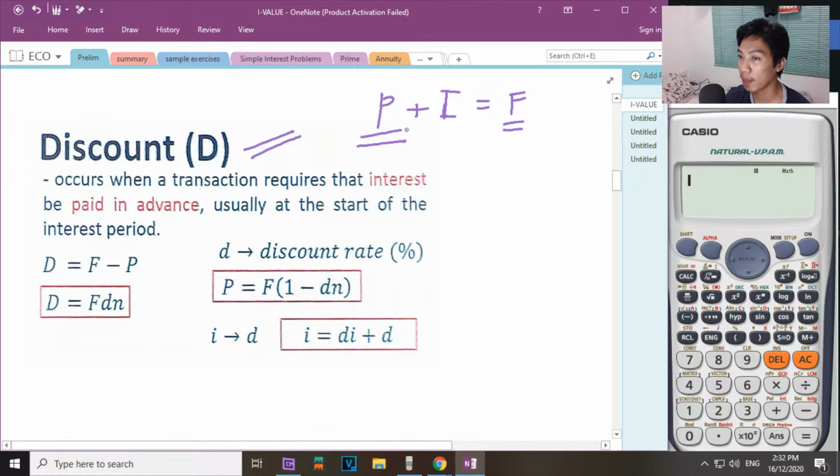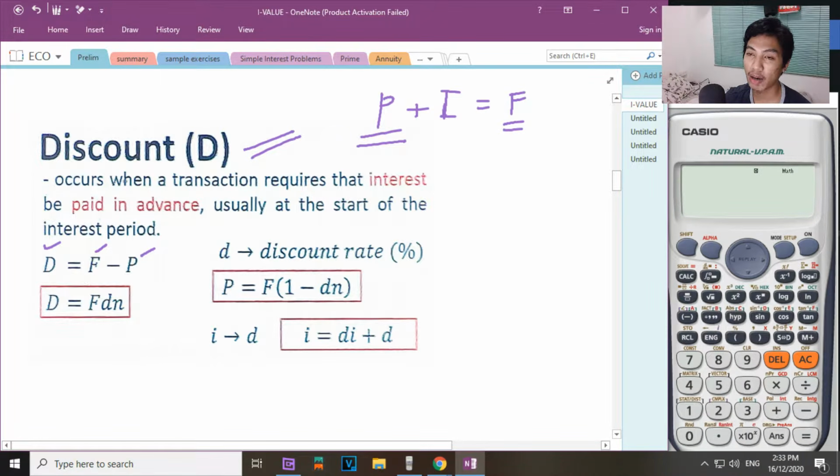So, makukuha mo pala yung pera, ibabawas na kaagad yung interest doon. Okay? So, usually, at the start of the interest period yun. Yan yung discount. Okay? Hindi yan yung binili mo, kinunan mo ng discount kasi senior citizen ka na or student ka. That is not right. Discount is denoted with the big letter D. Okay? And then, yung discount na yan is equal to the future amount and then the principal amount that you have borrowed. Now, paano natin makuha yung discount, sir?